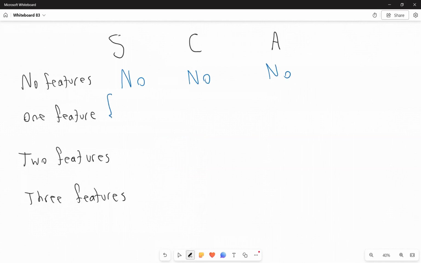If it has one, that can happen in 3 ways: that it has multiple screens, but not the other 2; that it has multiple cameras, but none of the other 2; and that it has artificial intelligence photo editing, but none of the other 2.